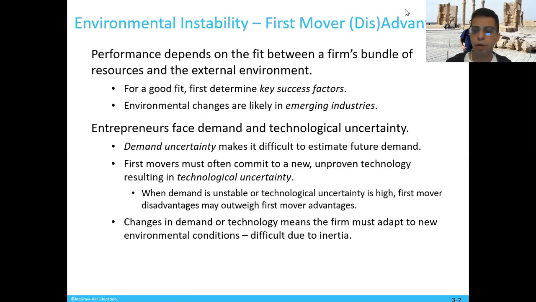The second thing, probably you need a product that is a really good fit and determines the success for you. And a product that can create barriers so the competition cannot come in. So these are the things. In environmental instabilities, you can also make more profit, by the way, than if it's stable. So the entrepreneur faces demand and technological uncertainty.